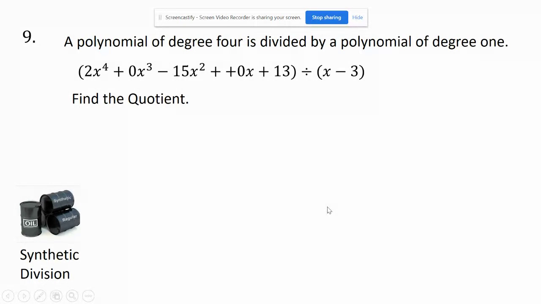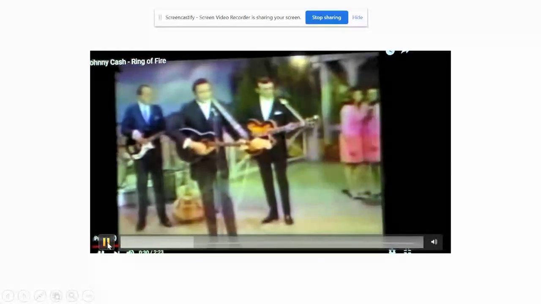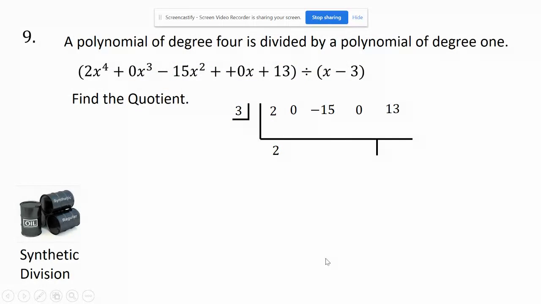So when I go to write this down, I'm simply going to put the 2. Well, actually, if it's a minus 3, I put the opposite here, which is a plus 3. That way I don't have to subtract, I can add, because I've already changed it from minus to an add by changing the sign. And I write down the coefficients, which are 2, and there's 0 for the x cubed. There's a negative 15 for the x squared. Then 0 and 13. And the first thing you do is you, like Johnny Cash, down, down, down. So we're going to bring it down.